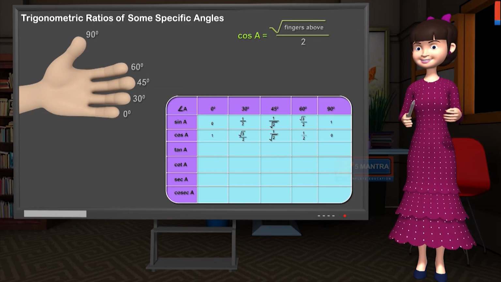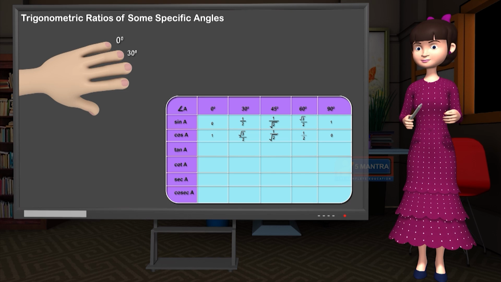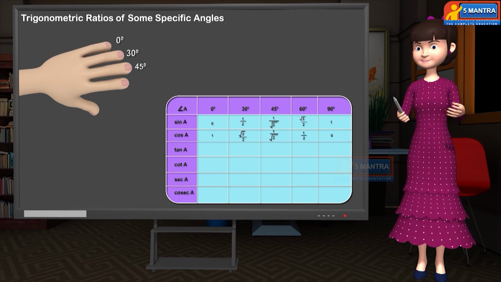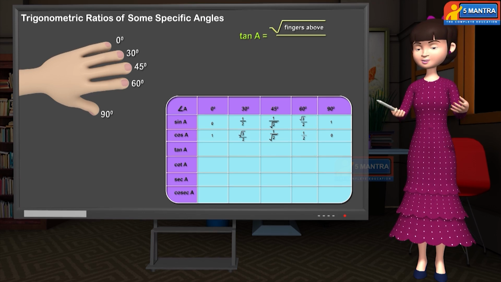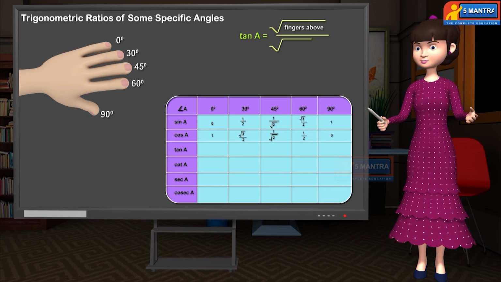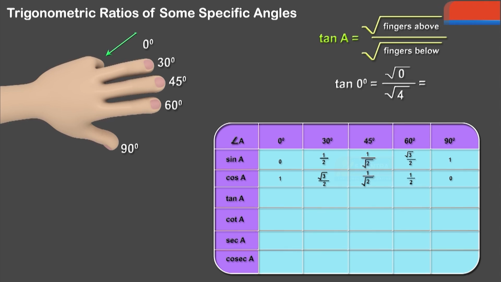In order to find the value of tan, just flip your hand. Again consider your little finger as 0 degrees, ring finger as 30 degrees, middle finger as 45 degrees, index finger as 60 degrees and the thumb as 90 degrees. Now the formula to find tan is the square root of fingers above by the square root of fingers below. Let's find tan 0. The fingers above the little finger are 0 and below are 4. So the value is under root 0 by under root 4, which is 0. So tan 0 is 0.